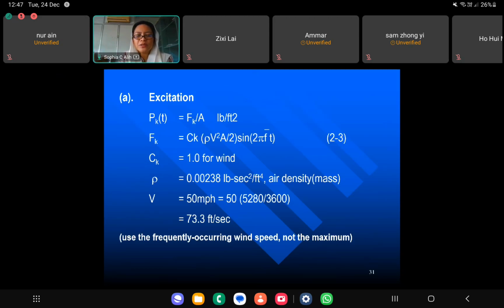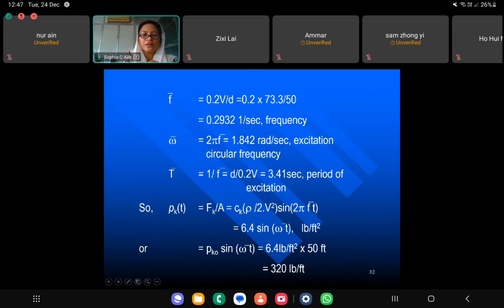For this one, I will just go in brief on the calculation part. This is the excitation that comes from it, the force that comes from the vortex, all right, the coefficient for the wind, the density, and the velocity, 50 meters per hour. And then from here, you can get how much is the frequency for the vortex, angular frequency, and also the natural period of the vortex. So you keep this value, okay? Keep this value and keep this value, because you're going to use it to compare with the one that you calculate from your structure.